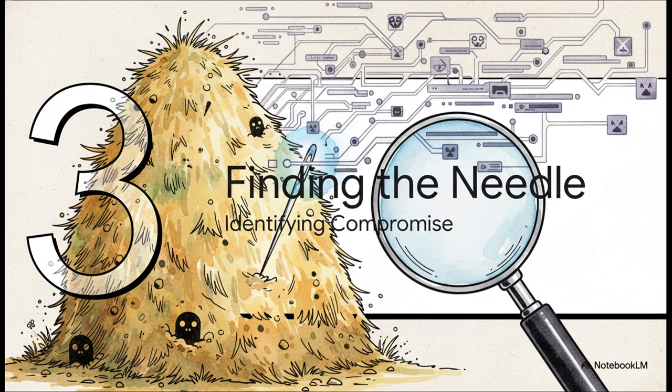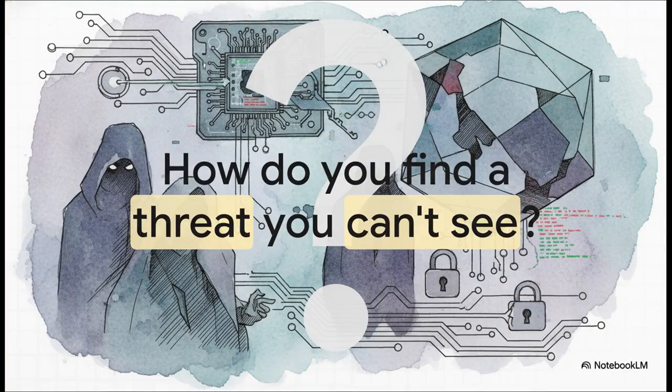This is where we get into what's basically digital forensics for AI. And this really is the heart of the problem, isn't it? How do you find a threat that isn't just a file you can scan, but a subtle mathematical trick hidden among billions of parameters inside a neural network? It's the ultimate digital needle-in-a-haystack problem.